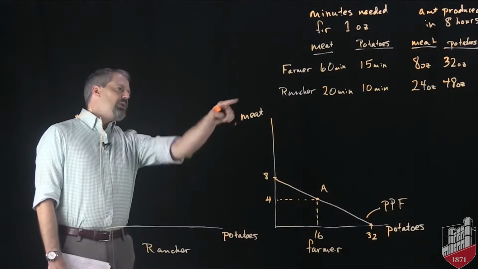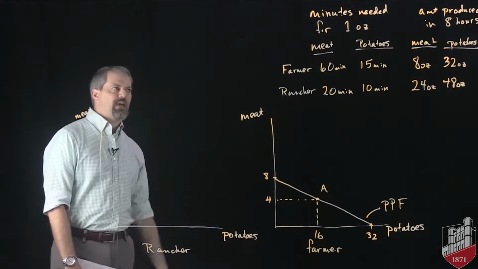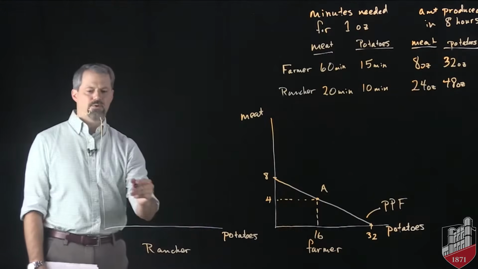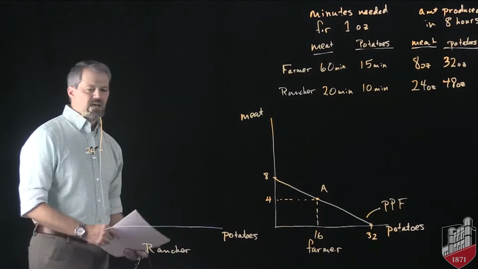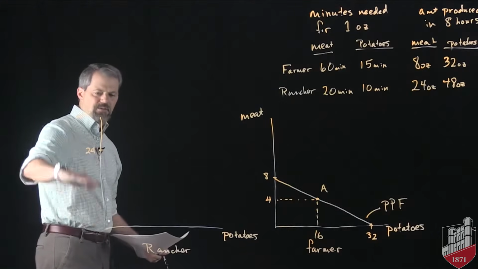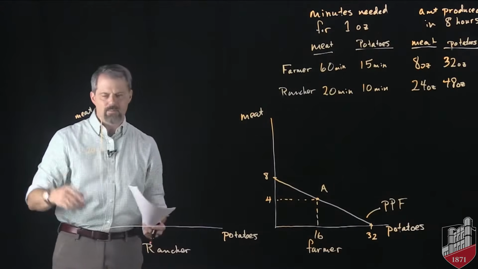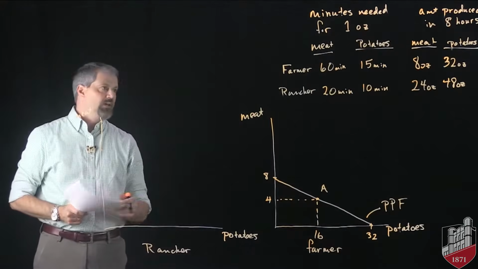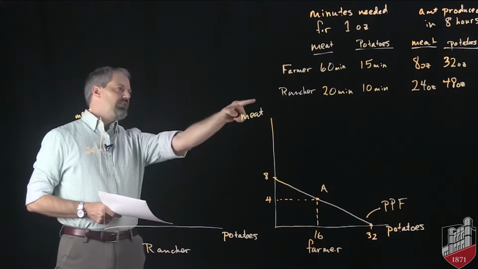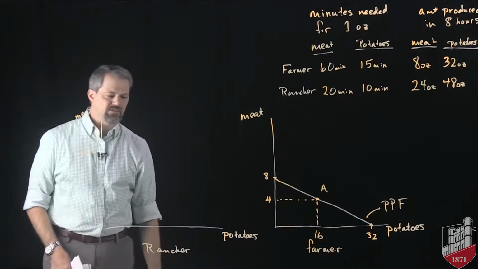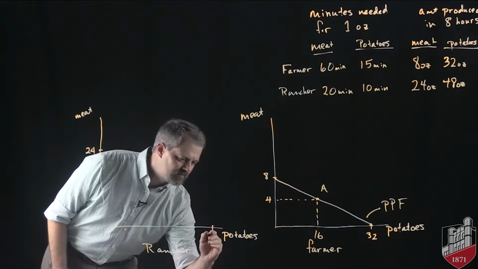If we look at how much meat the rancher can produce, if the rancher spends all of their time making meat, they can produce 24 ounces. So that's going to be some point up here. I'm not worried about the comparison of this vertical distance with that vertical distance. I know it's not to scale, but that does not matter. The other endpoint of the rancher's production possibilities frontier is going to be 48 ounces of potatoes. So we're going to stick that one somewhere out here.